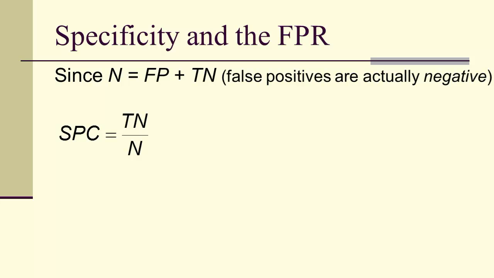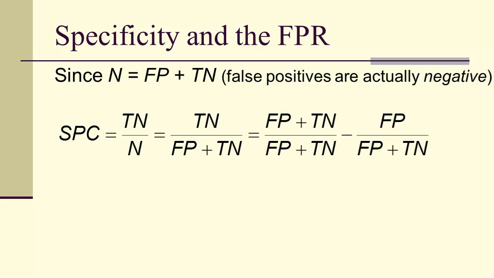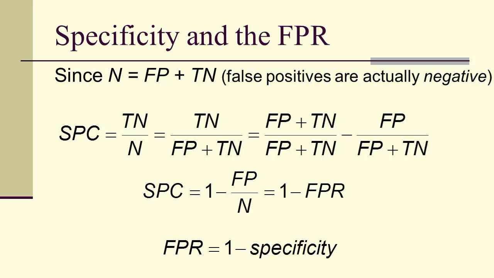Now, specificity and the false positive rate. So capital N is the false positives plus the true negatives, because the false positives are actually negative. The specificity is Tn over N, which is Tn over Fp plus Tn. And we can write that as Fp plus Tn over Fp plus Tn minus Fp over Fp plus Tn. A little bit of algebraic manipulation here, but notice the Fp's would cancel out in that last expression. And so the specificity is 1 minus Fp over N, or 1 minus the false positive rate, which means the false positive rate is 1 minus the specificity.